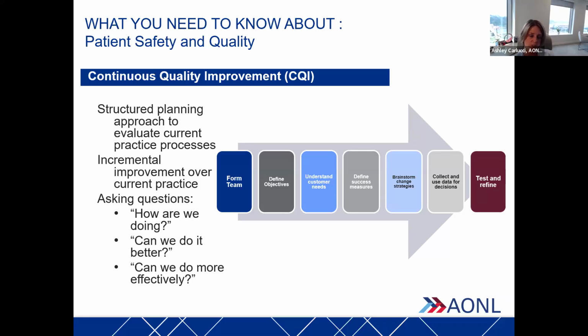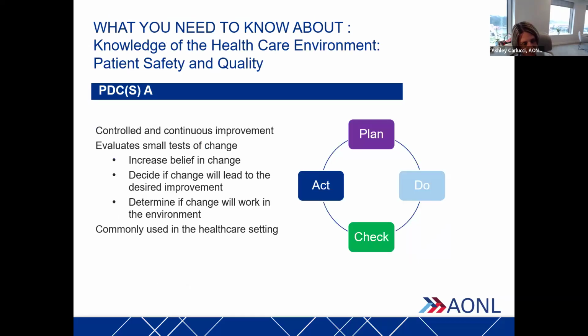Is it doing what we thought it was going to do? Is it meeting our hypothesis, or do we need to adjust something else because what we thought was going to happen isn't showing up in that data? How do we continuously improve and test and refine that a little bit? Next one is the PDCA.